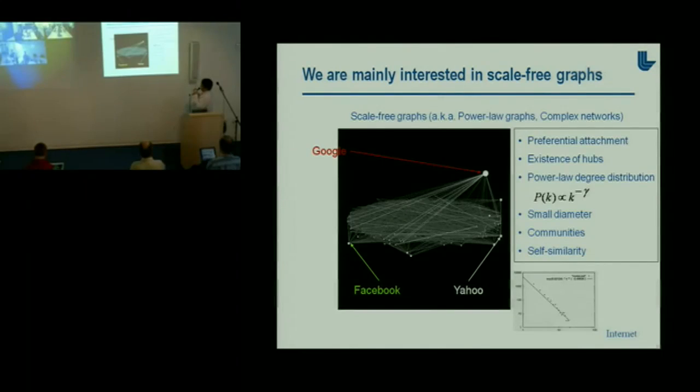And because these hubs have large connectivity, a lot of connections to other vertices, they actually shrink the diameter of the graph. So this creates known properties of scale-free graphs, like small diameters and six degrees of separation. These graphs also tend to form communities. And if you look inside the communities, you will see some self-similarity between the community graph structure and the overall graph structure.